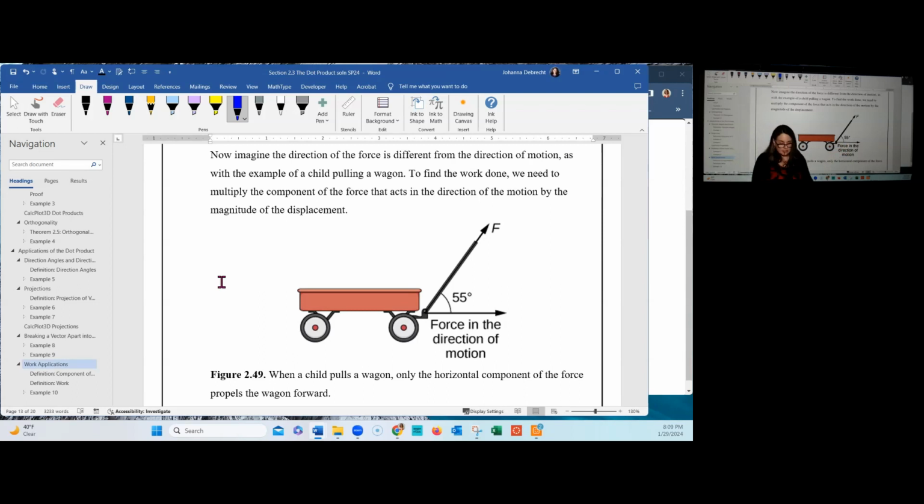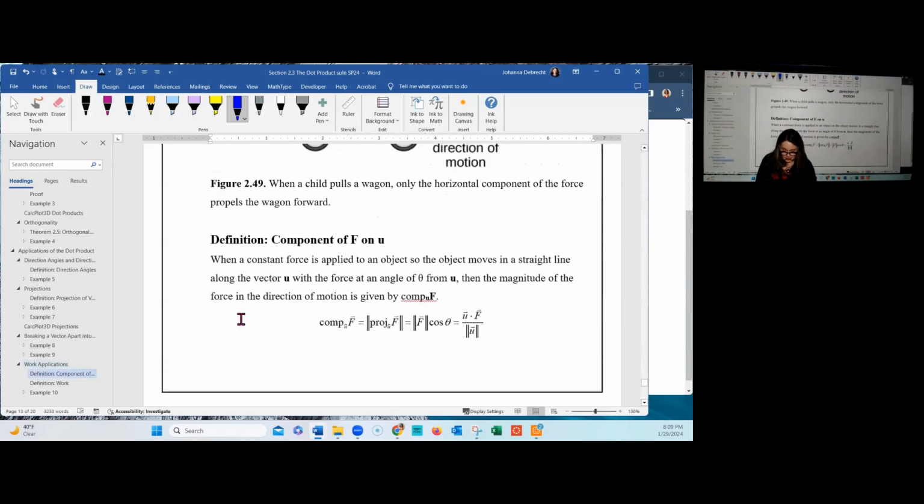So when we're looking at this, how can we find the amount of work done? Well, it turns out that the component of the force onto the vector u is going to give us that magnitude of the force in the direction of motion. So u is the direction of motion, and the component of F onto u is the magnitude of that force in that direction, right? So again, this comes out to be u dot F over the magnitude of u, the magnitude of the direction vector. So we can use this to find the work done.